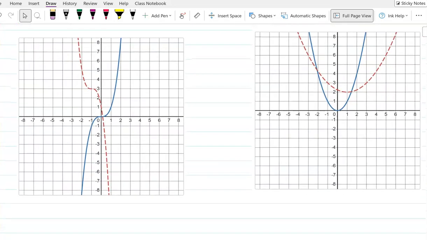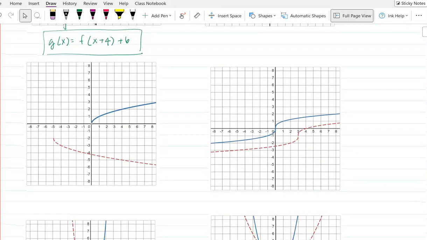Next. Okay, so that's a cubic function. I think that's a cubic function. Yeah, that's a cubic function. And this, is it a cube root function? I think it might be a cube root. Okay, so let's do this one. I think that's a square root function.